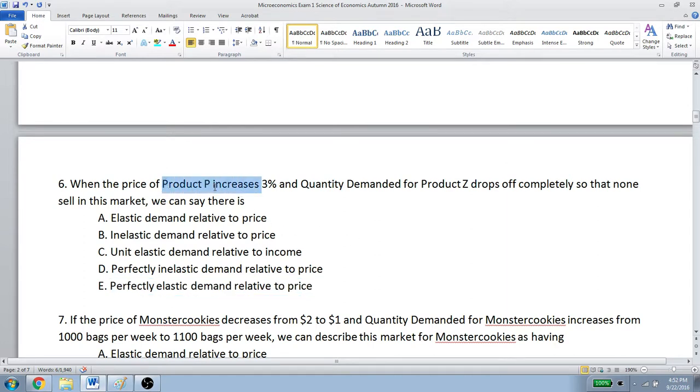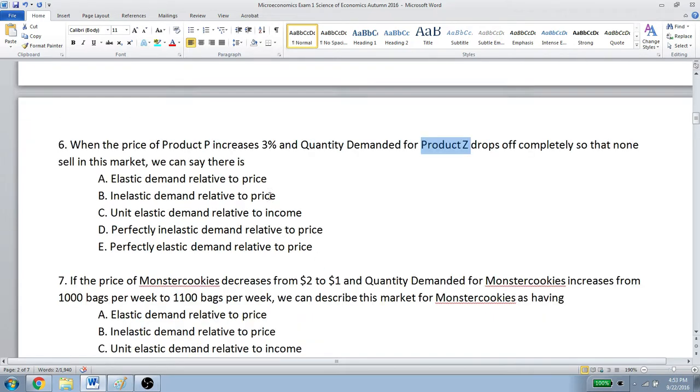Let's say that the product P is the airlines charging you for carrying luggage. They want to charge you an extra $50 per bag, and that causes people that fly that trip to stop buying product Z, which is in-flight drinks and snacks and things like that. So if that was happening in your market, then we would say that product Z, which is a different product, actually lost all its business due to a slight increase in a related product.